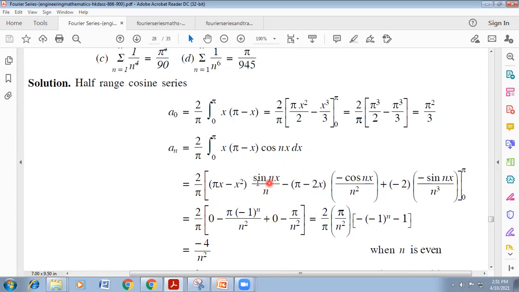Again integration of this. Again integration of sine, what? Minus cos. Again dividing by coefficient of x. This is why n square we get.